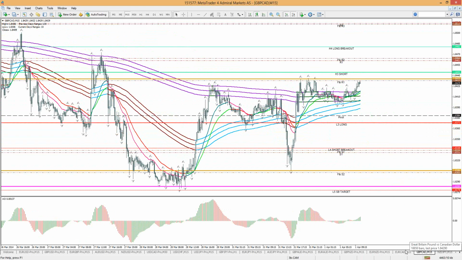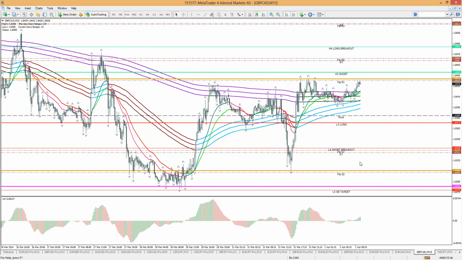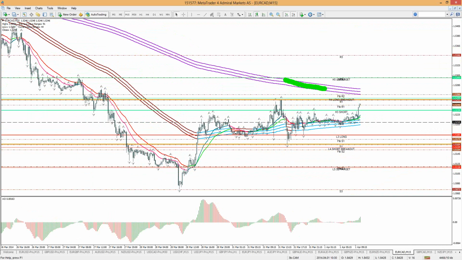Same thing for the Euro CAD and Pound CAD. Looking for a break of that. Although we can see that we are bumping into some resistance, maybe on the Euro CAD that's coming in like this. I want to be careful of that maybe. So maybe the Euro CAD is not the best example.